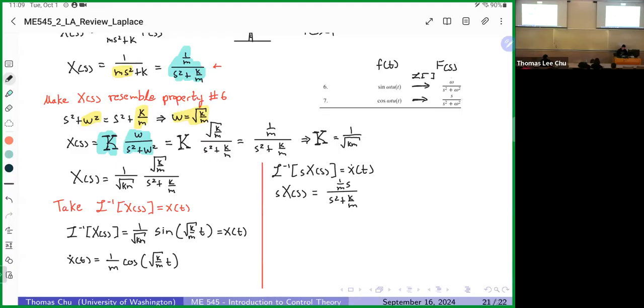So you notice here, we don't want any constants being multiplied in the numerator. So we can pull the 1 over m out. This is equal to s over s squared plus k over m. And then when we take the inverse Laplace transform of it, we get x dot is equal to 1 over m cosine square root of k over m t. So we both get the same solution. Cool trick, right?